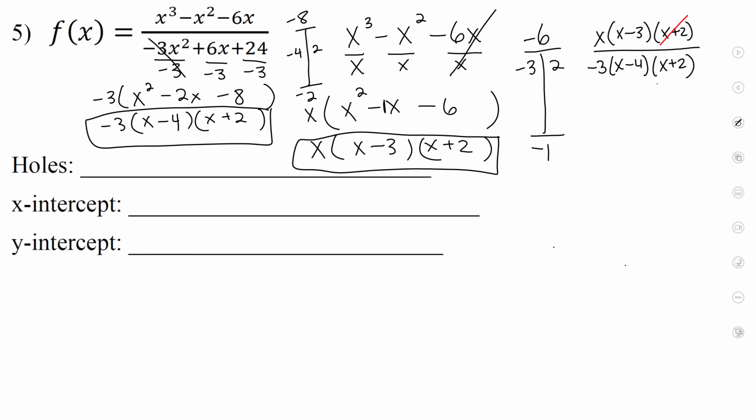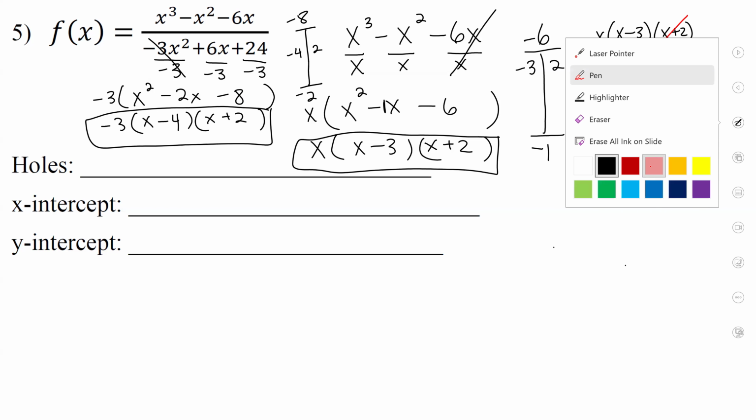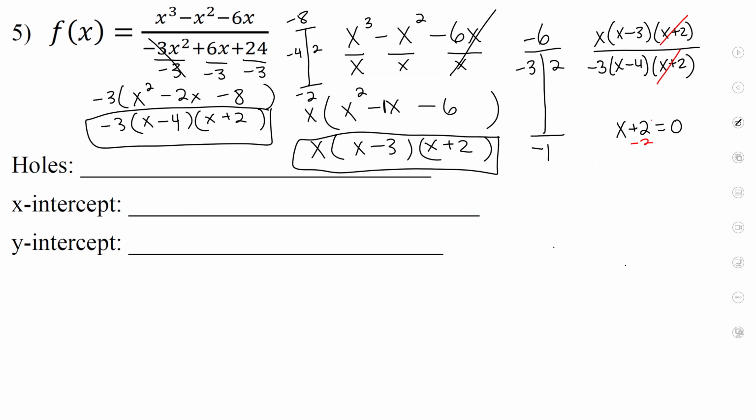What does this tell us? Yep, that tells us that there is a hole. How do I find the hole? Yes, whatever we canceled out, set it equal to 0, and now we'll solve. So subtract 2, we get x is negative 2. That is the x value of my hole.